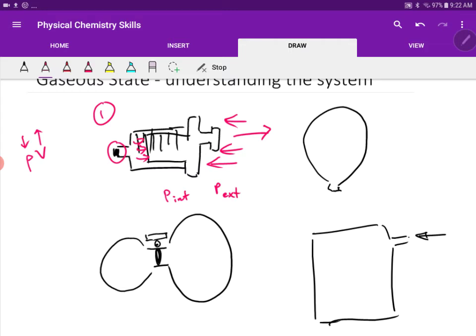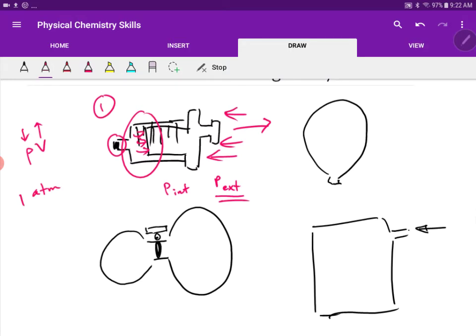So at the end of the day, if it's allowed to equilibrate, what you will notice is that the internal pressure of this syringe will eventually match the external pressure, which is the atmospheric pressure, 1 atm. So when you tackle questions and they say we release the syringe and let the syringe move by itself, we are ultimately looking at reaching a pressure of 1 atmosphere.